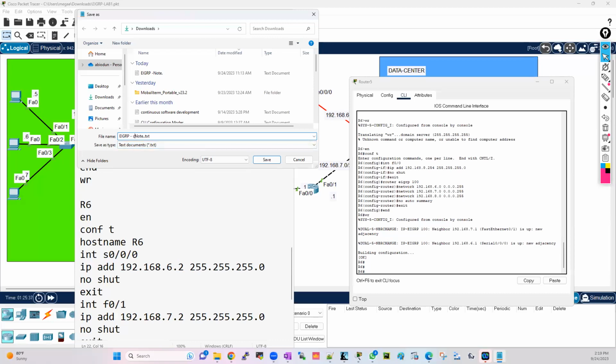Yesterday, I don't know if you have the topology for yesterday. I don't have it yet. Sorry. Yesterday's topology. Okay.